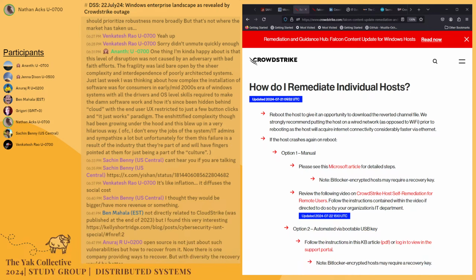So Venkat, you wanted me to come in at the end with some of my thoughts, so I guess I'll cap this out. I think I agree a lot with where Ben and Venkat were going in terms of this being a diffuse social risk.